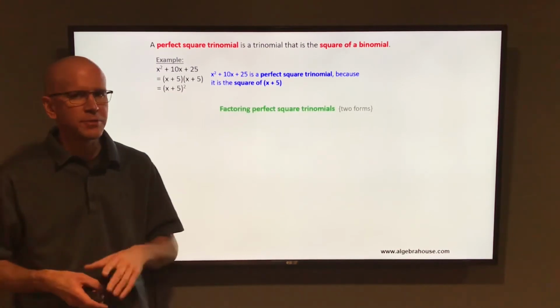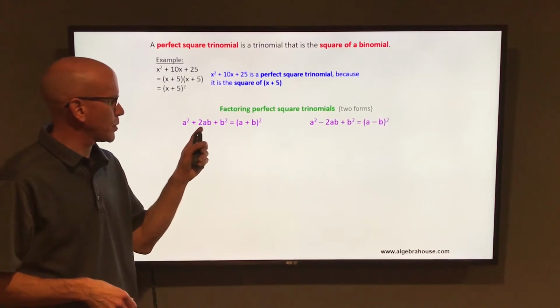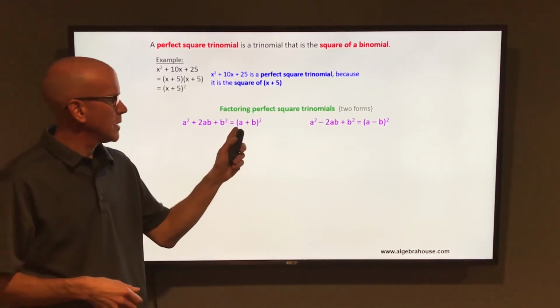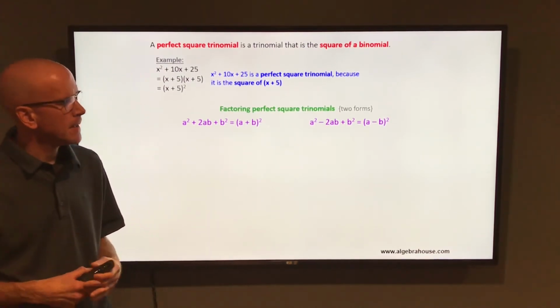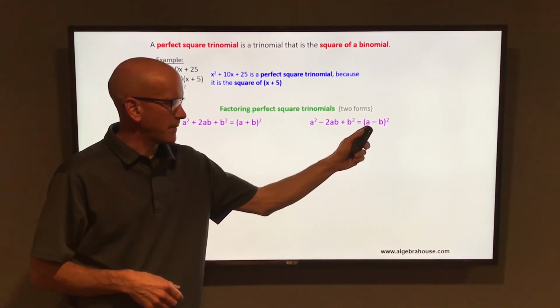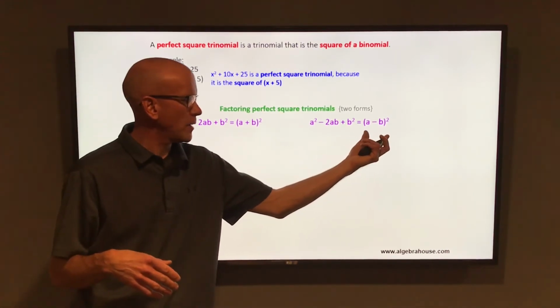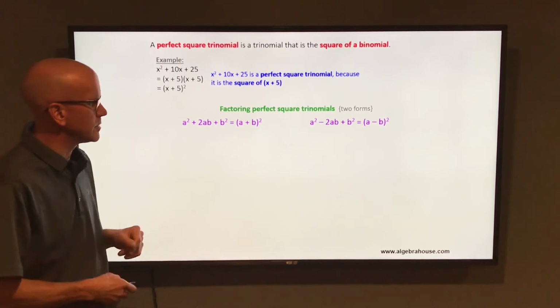There are two forms to a perfect square trinomial, depending on the signs. A squared plus 2ab plus b squared, that is one form. That factors into the square of a plus b, or the quantity a plus b squared. The other form, a squared minus 2ab plus b squared. That factors into a minus b times a minus b, or the square of a minus b, or the quantity a minus b squared.